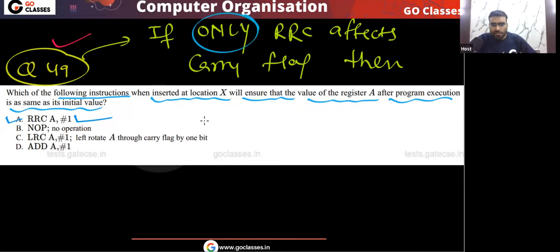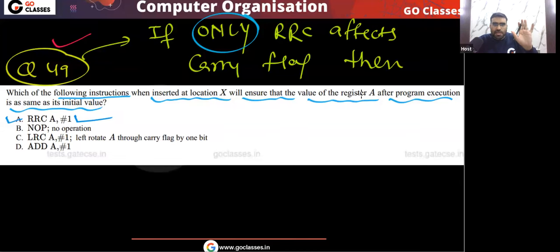Did you understand? Question number 48, question number 49, did you understand? Does anyone have any doubt? This was a quite beautiful question, right? This type of question will come in the GATE exam. You just have to do simple analysis.